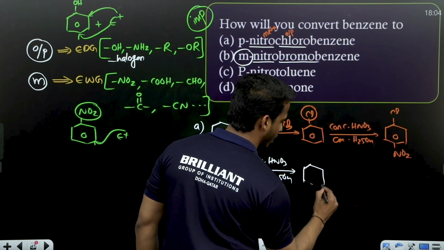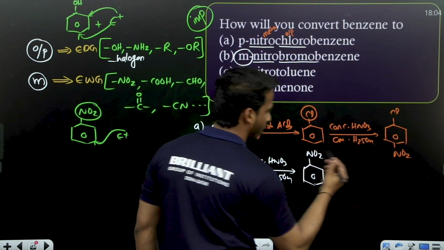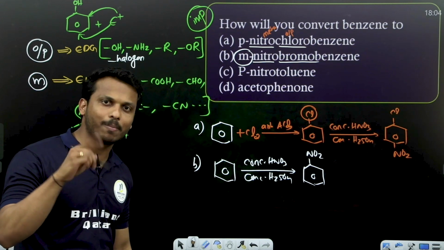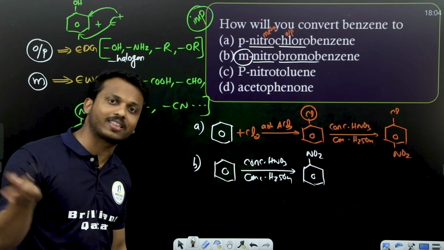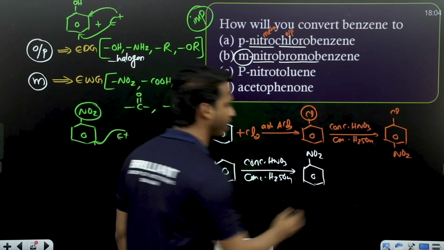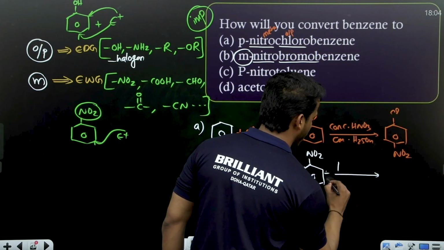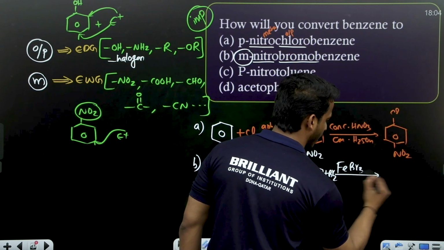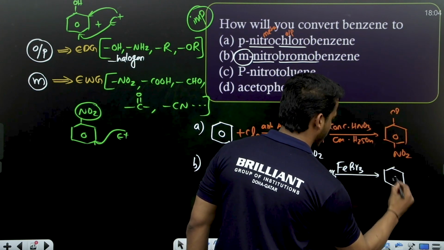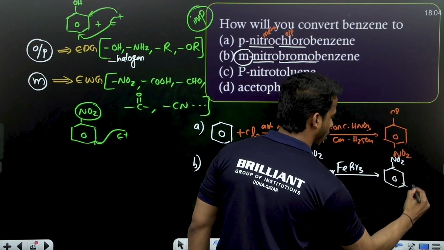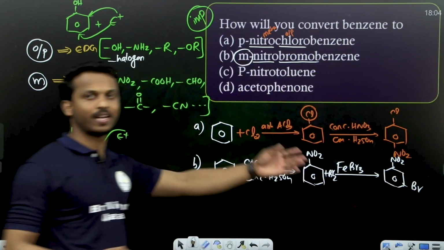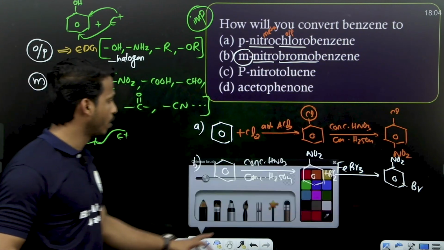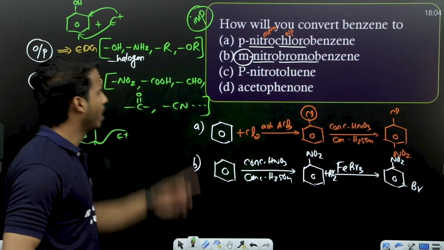We get nitrobenzene. Now the nitro group is a meta-directing group, right? It will direct the next group to meta. Yes, that's what we need. So do bromination. Add Br2 with the catalyst FeBr3. So we will get meta-nitrobromobenzene. Clear, all? Next one.